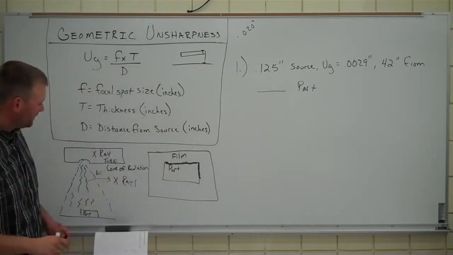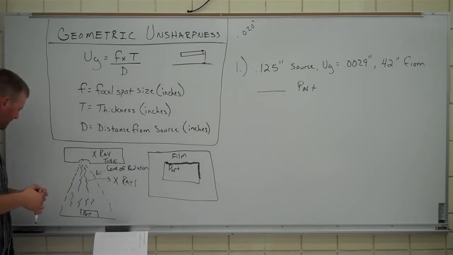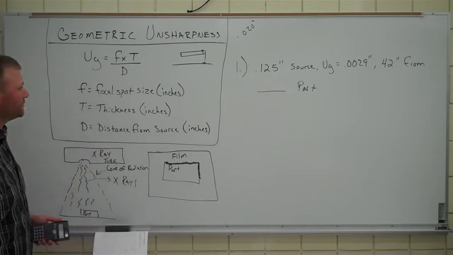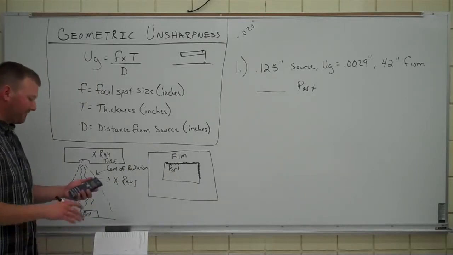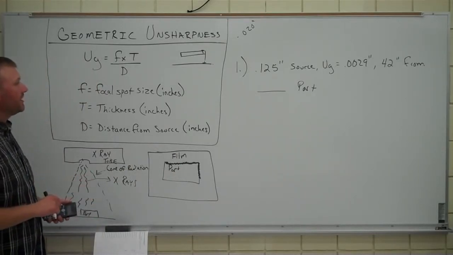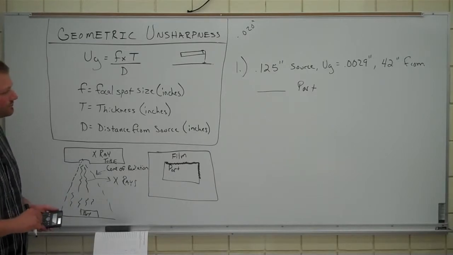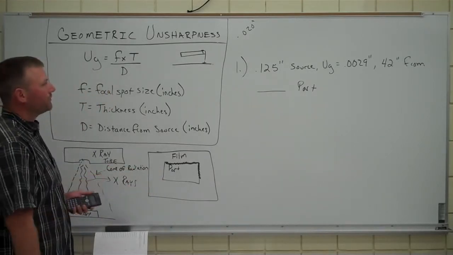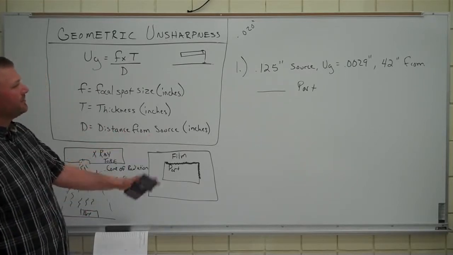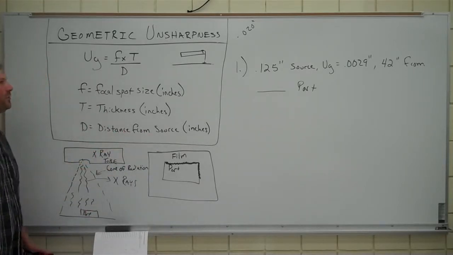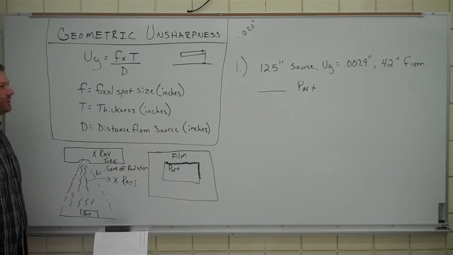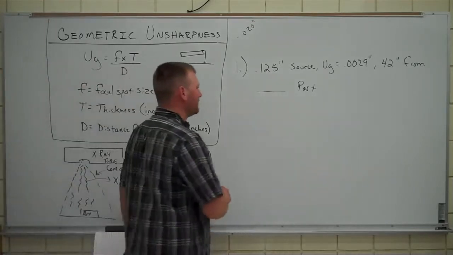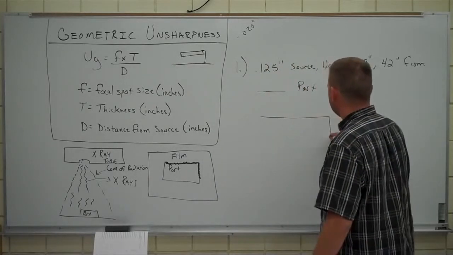Just working number one here, you'll see that on your worksheet 1, or your calculations 1, whatever I've named it there. I forget some of these things. Right there is the equation or the question. It says 0.125 inch source. We have already given a geometric unsharpness value of 0.0029, almost 3 thousandths of an inch, and it's 42 inches from whatever thickness part. So let's kind of just draw that out here.